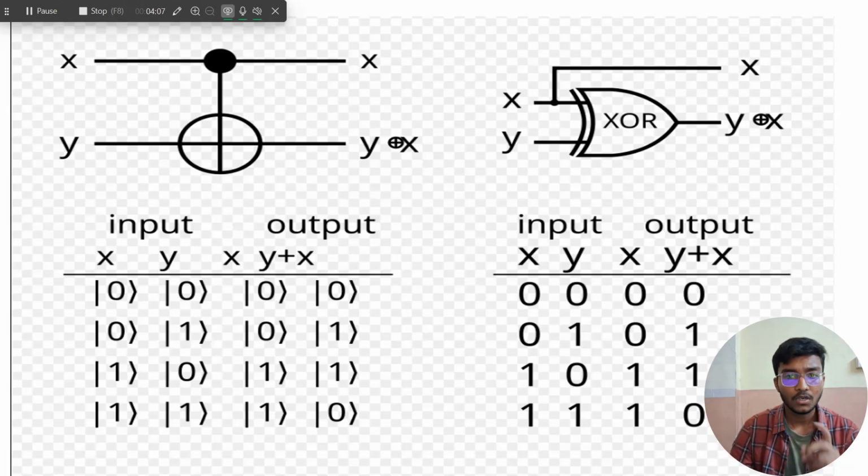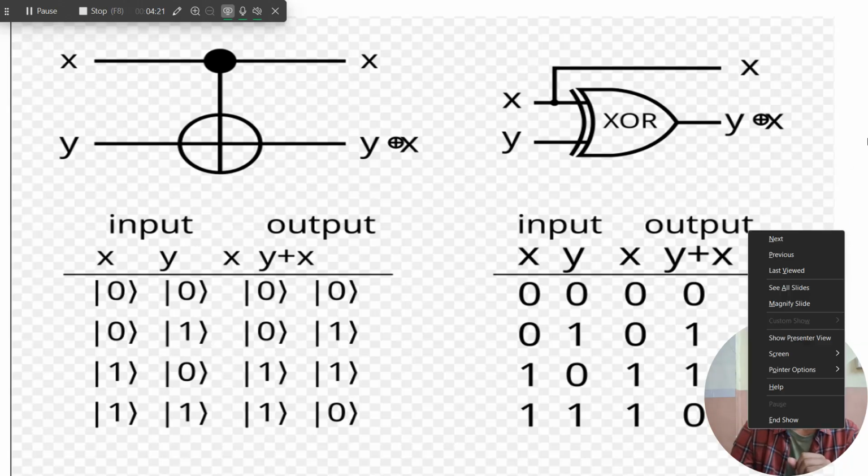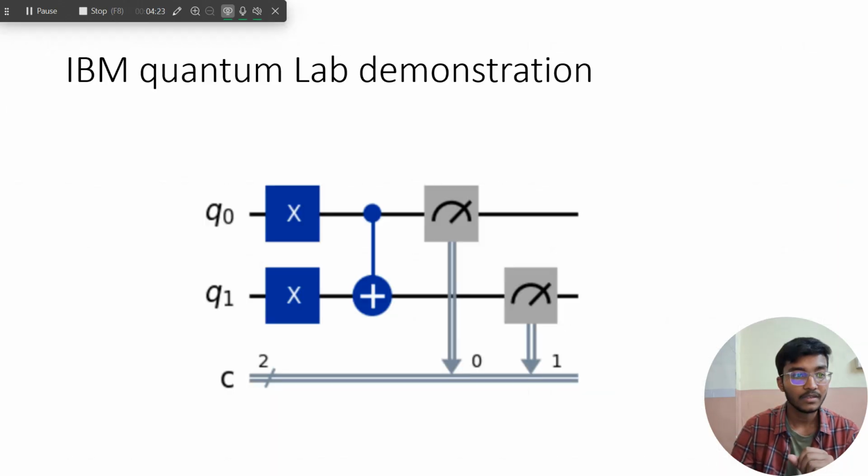We can see at the top right side that we have a circuit diagram which denotes the XOR gate, and we can see the output Y and the CNOT gate X symbol. So moving to the next slide, we can see the IBM Quantum Lab demonstration.